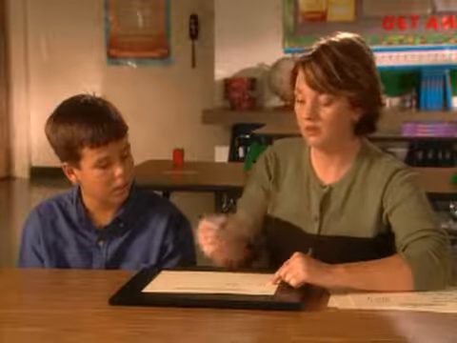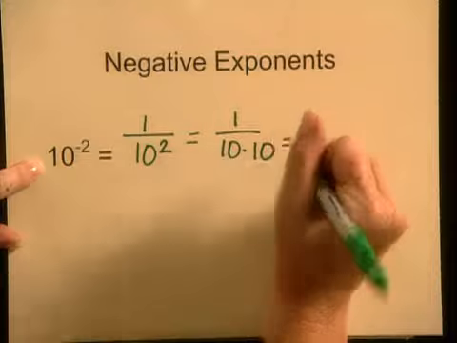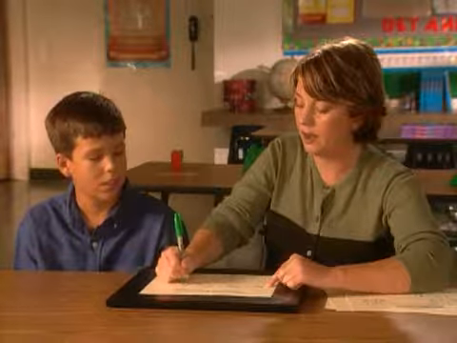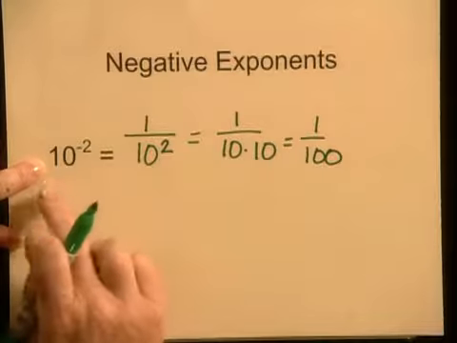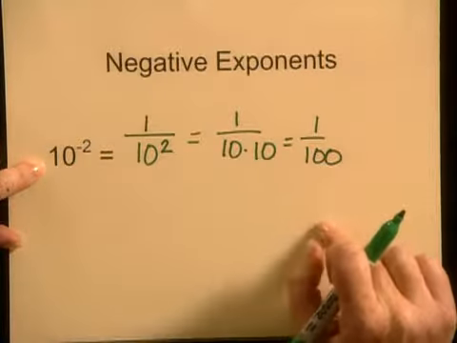So now that changes into 1 over 10 squared, which you remember is 10 times 10. What's 10 times 10? 100. So we have 1/100th. So 10 to the negative second is 1/100th.